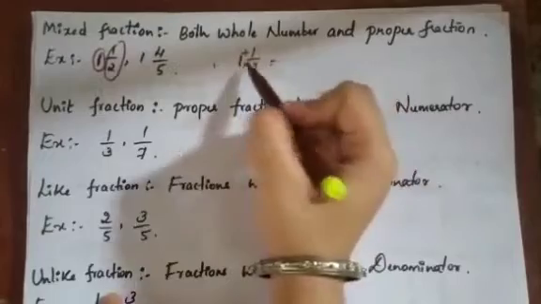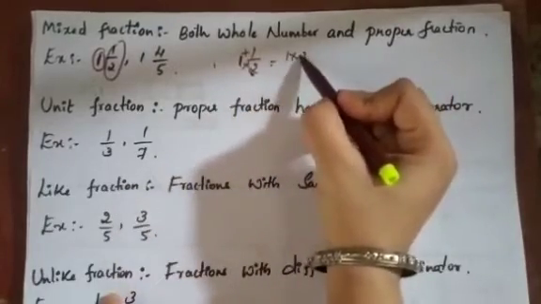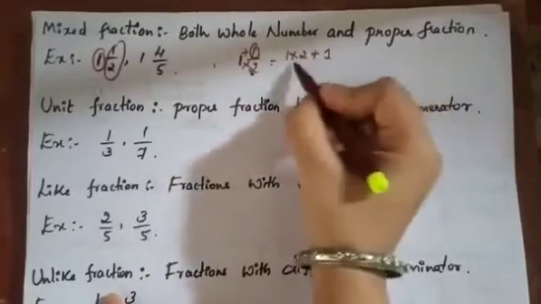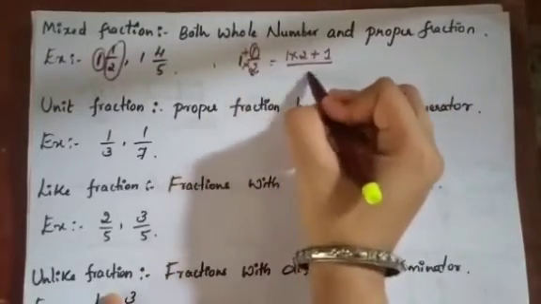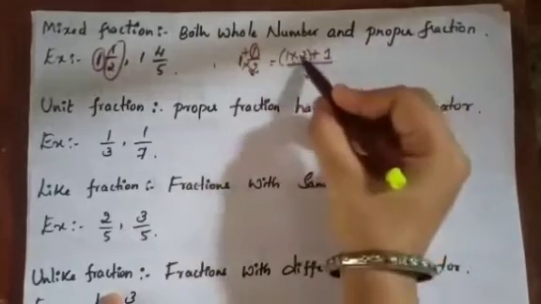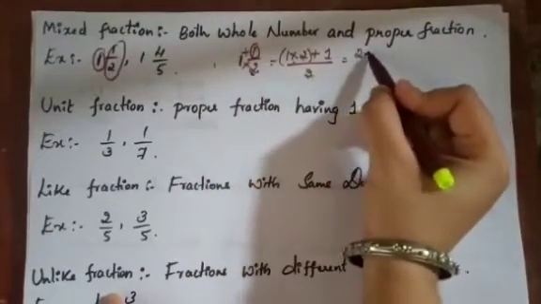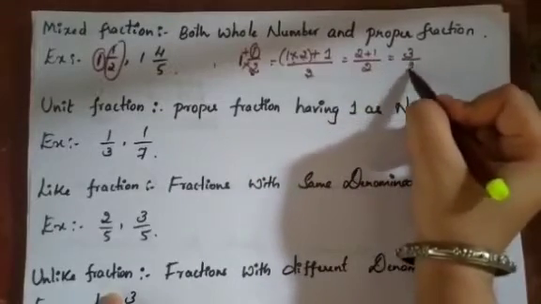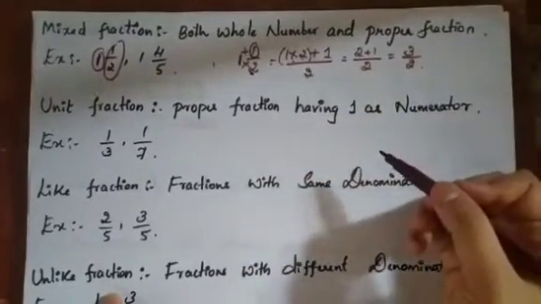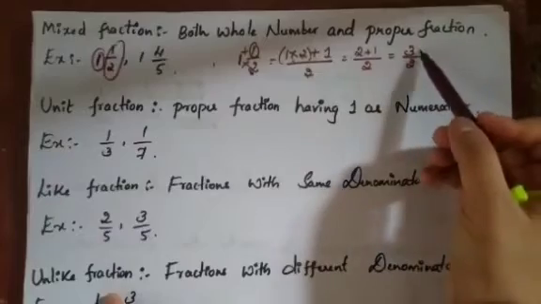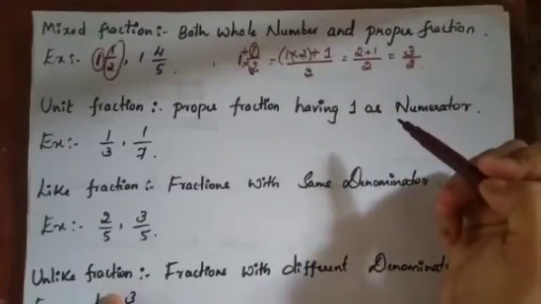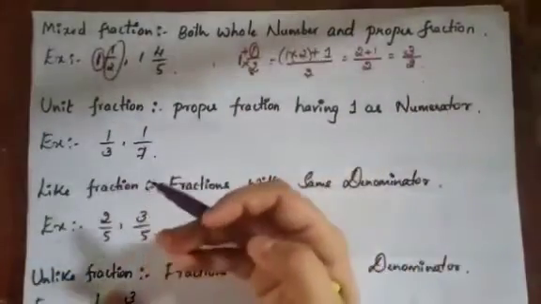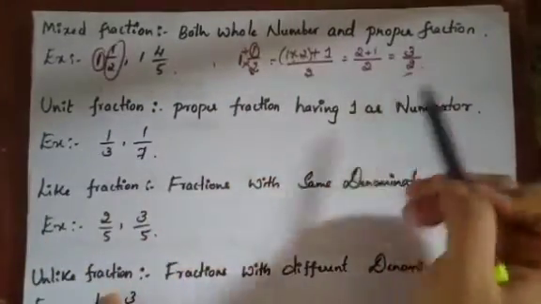Plus, 1 into 2 is 2, and you have to add this to the numerator, which is 1. The denominator will remain the same. So 1 into 2 is 2, plus 1, divided by 2. 2 plus 1 is 3, divided by 2. Here we have got an improper fraction, because the numerator is greater than the denominator. Like this you can convert an improper fraction into a mixed fraction or a mixed fraction into an improper fraction.